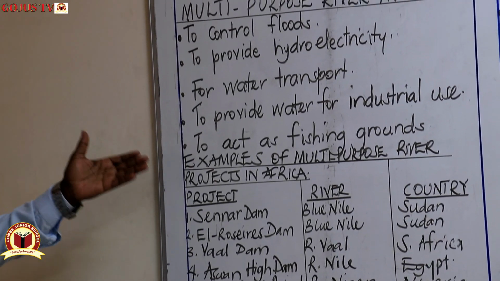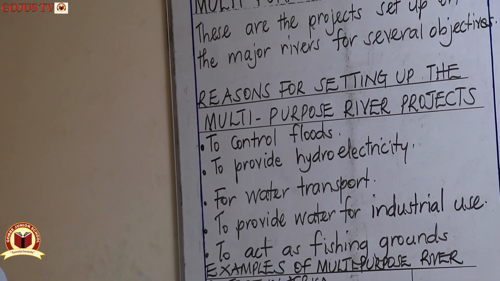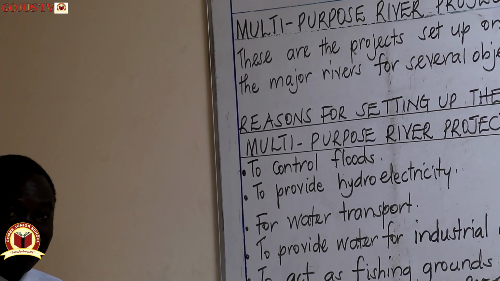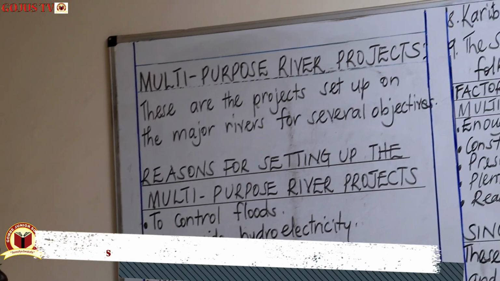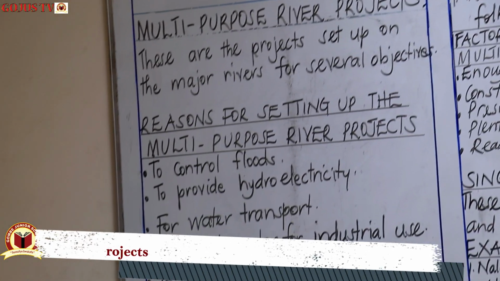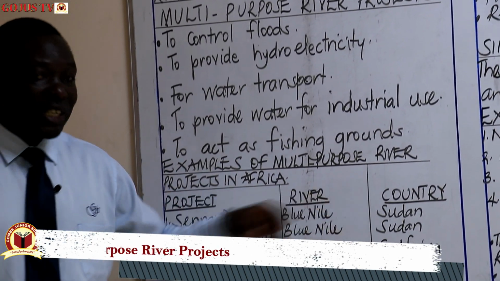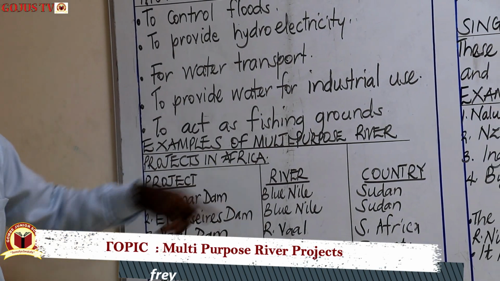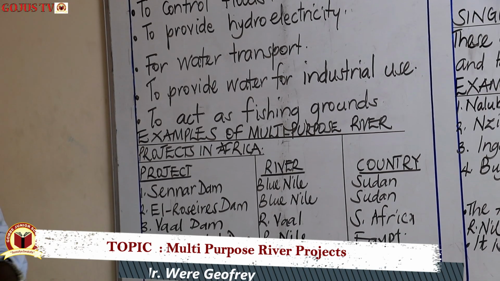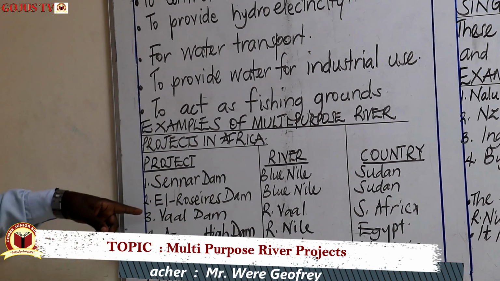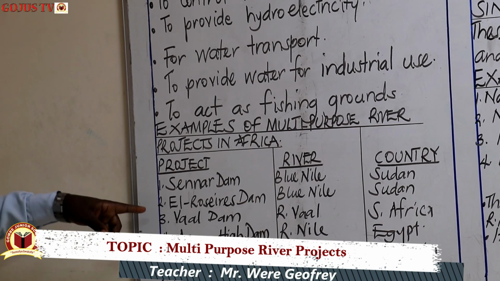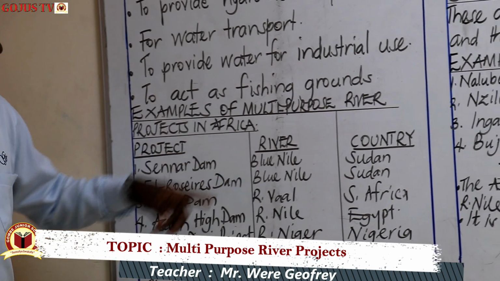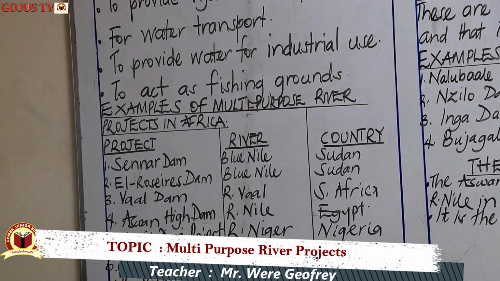Now, examples of these multipurpose river projects. We have the Sennar Dam. Sennar Dam is found on the Blue Nile and it's located in Sudan. The Blue Nile has its source in Ethiopia, on Lake Tana. The second one, we have the Roseires Dam. This is also found on the Blue Nile, still in Sudan.